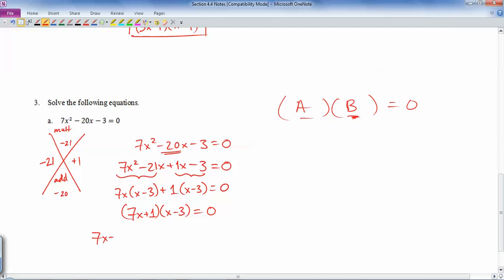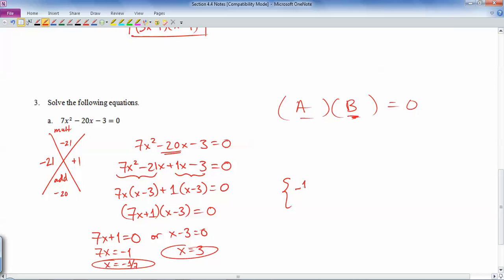And then remember now, I've got two things multiplied together equals 0, so at least one of them's got to be 0. So if I do 7x plus 1 equals 0, then I get 7x equals negative 1, so x is negative 1/7. And I've got x minus 3 could be 0, so I should have said or there. So then x would end up being 3. So here are my two answers. And you could write it, if you like this notation, it's the set negative 1/7 and 3 as my options. So these are the values that x could be.